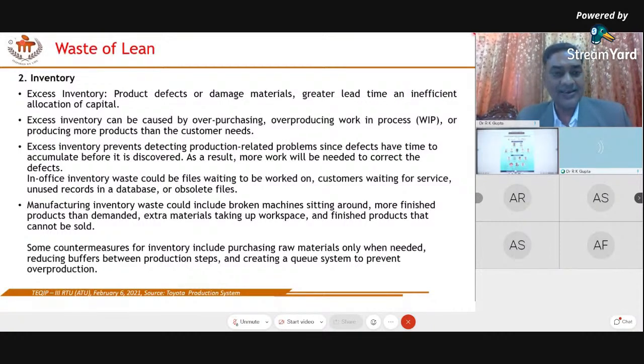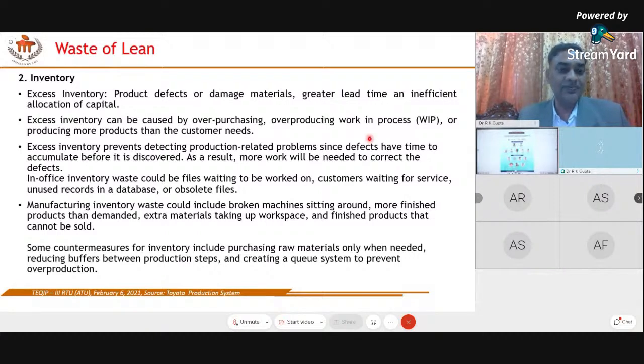And the other part, excess inventories can be caused by over purchasing and overproduction. Because the items are in the inventory, we have to consume them, so we do overproduction. So there is more work in process, more finished products, more workers or staff engaged in manufacturing, and more machines engaged in manufacturing. Or producing more products than the customers need. Demand is not there, but still we are manufacturing the item and keeping it in the inventory.